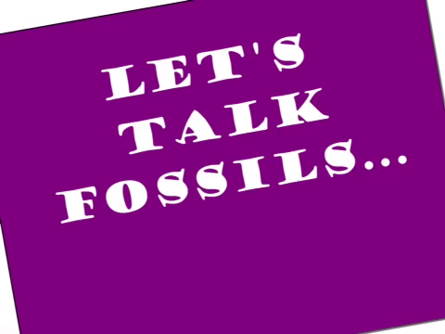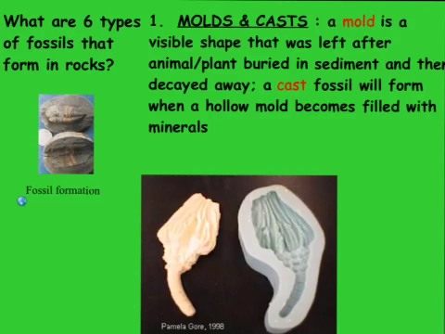Alright, it's time. Let's talk fossils, specifically about some fossils now. Here's where the fun starts. Alright, what are the 6 types of fossils that form in rocks? The first type is molds and casts. A mold is a visible shape that was left after an animal or plant that was buried in sediment just decayed away.